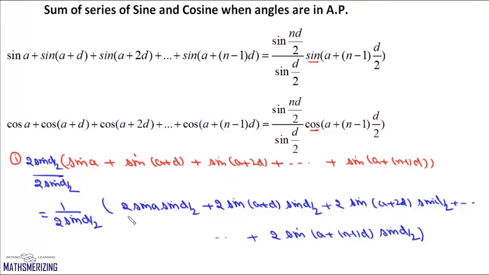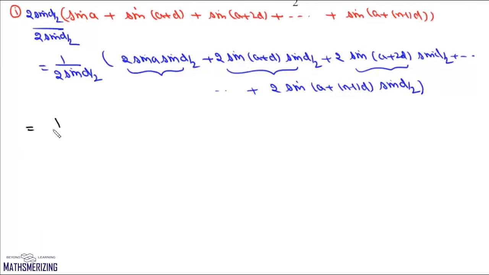Now we know that 2 sine A sine B is cos A minus B minus cos A plus B. So we'll use this formula for each of the terms in the expression. Now we can write this as 1 upon 2 sine d by 2. Now cos A minus B in this case will be cos A minus d by 2, and minus cos A plus d by 2.